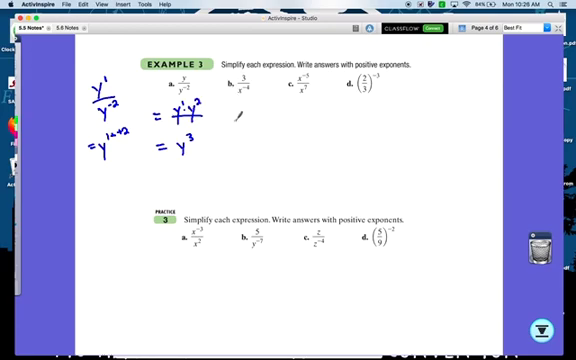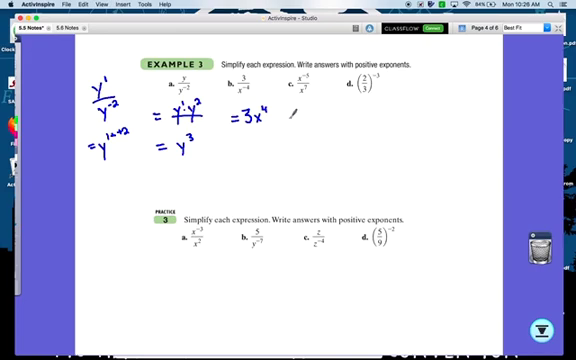All right, B. I've got the 3. It has no exponents at all, so I just leave it there. And then x to the negative fourth is going to move up top. So x to the fourth. And since there's nothing left on the bottom, I don't have to write a 1 on the bottom.